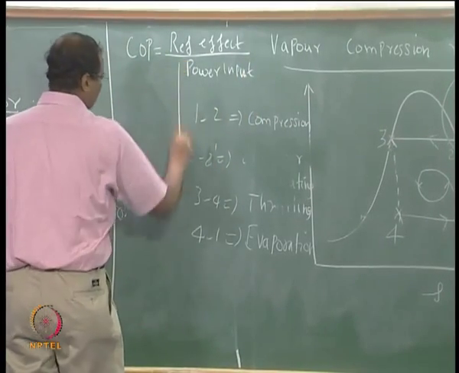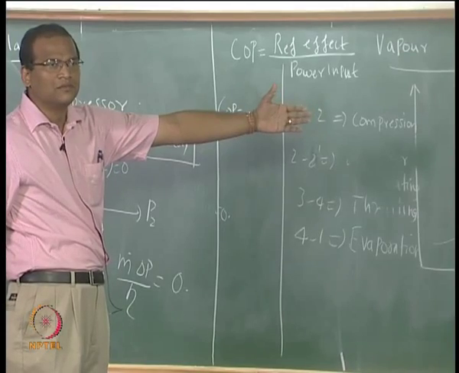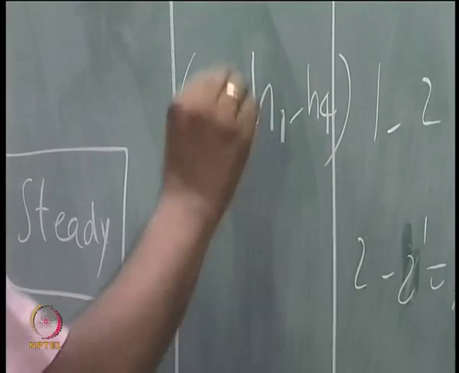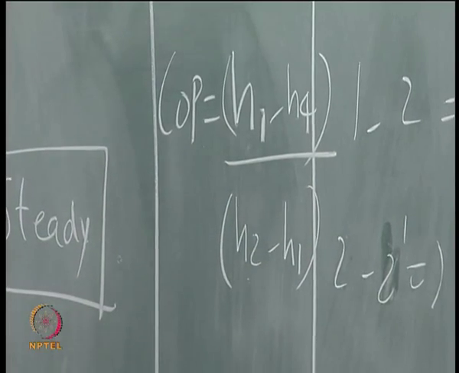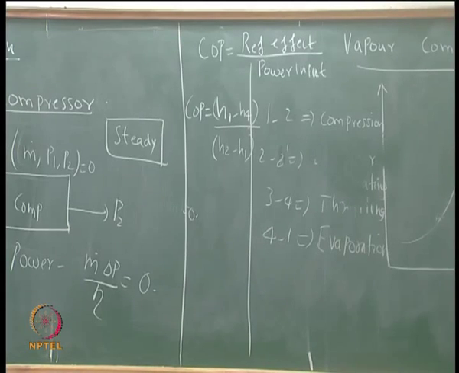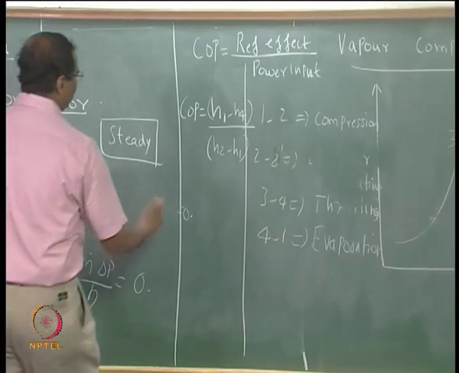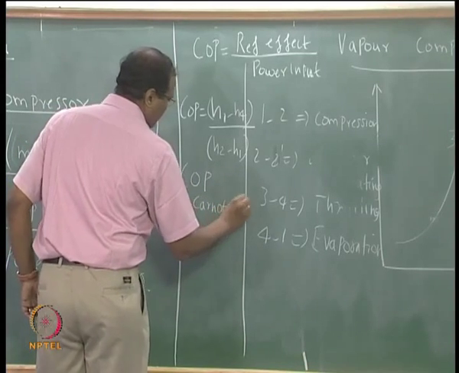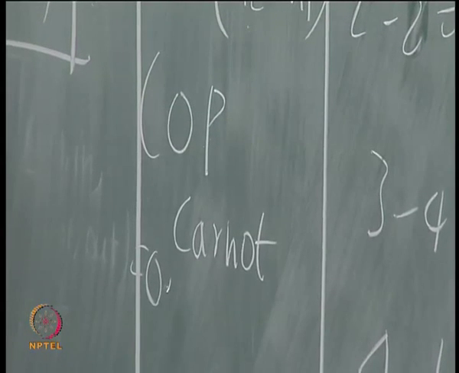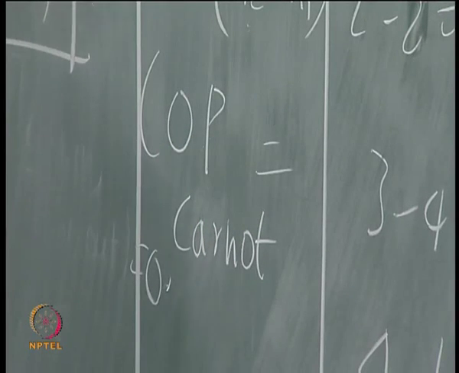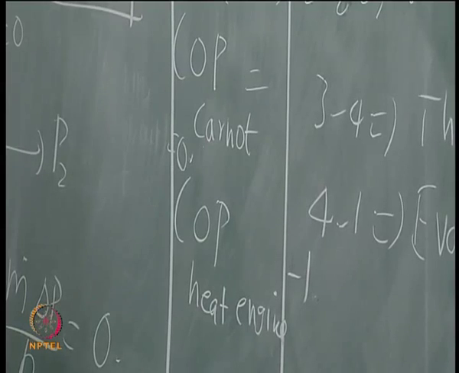So for 1 kg, can you tell me in terms of enthalpies? Okay, invariably the COP is greater than 1. Okay. So, the COP Carnot will be correct.